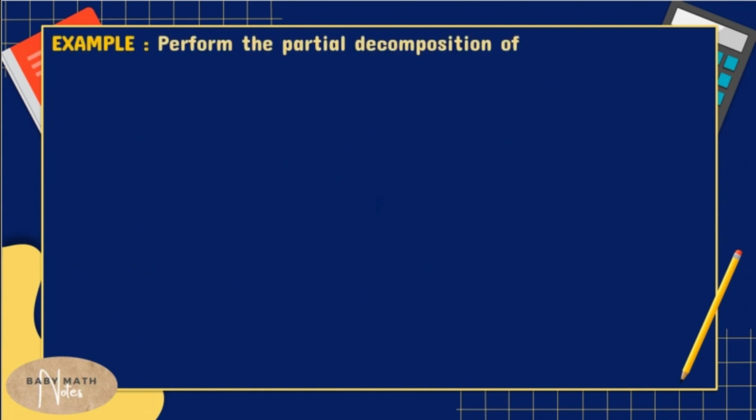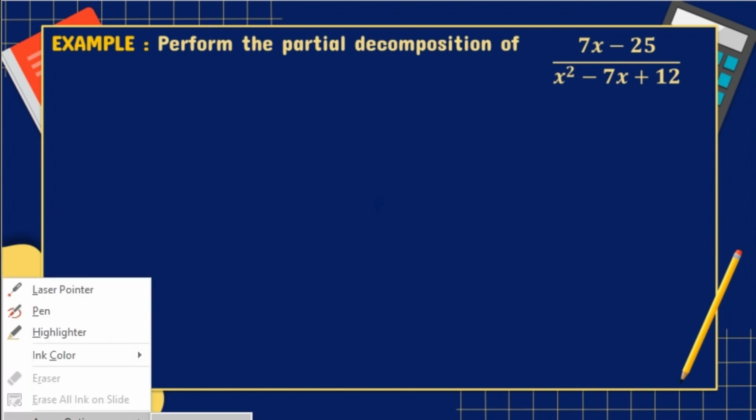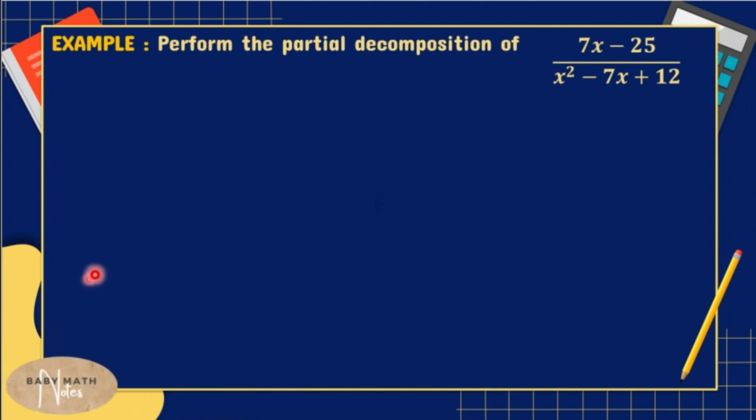Perform the partial decomposition of 7x minus 25 all over x squared minus 7x plus 12. So, una, sabi kanina, we need to consider the fraction. Kailangan proper fraction siya. So, in this case, tama, mas mababa ang degree ng numerator natin kaysa sa degree ng denominator natin. So, ang degree nito is 1, ang degree nito ay 2. Okay, so this is a proper fraction.